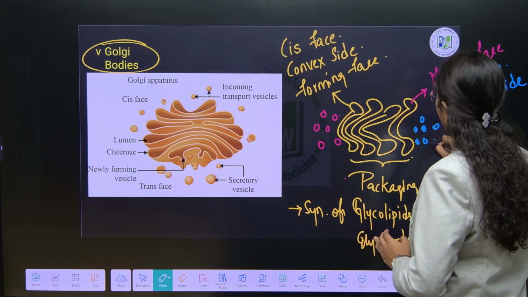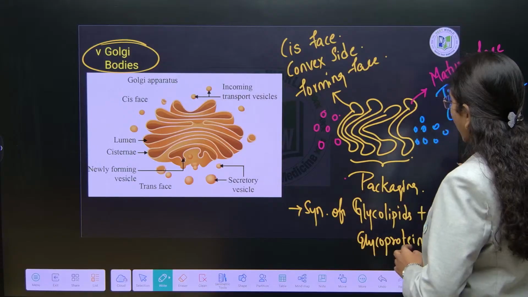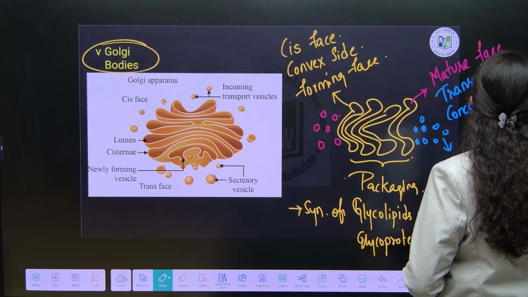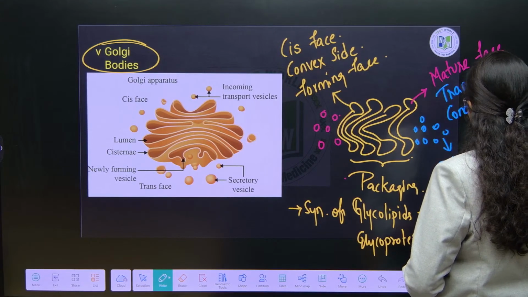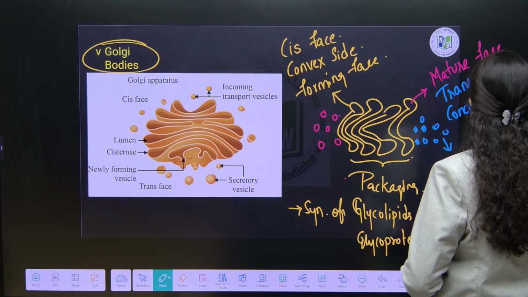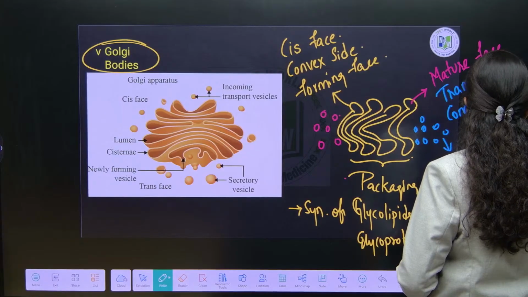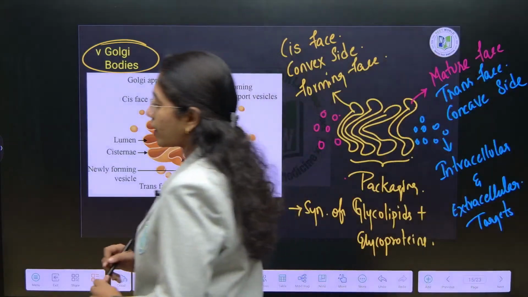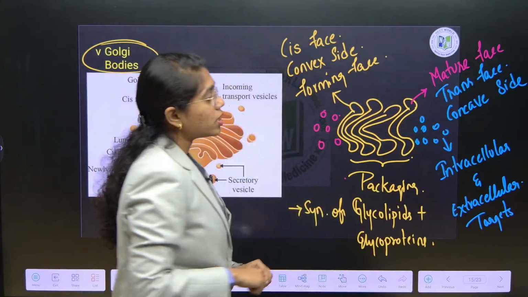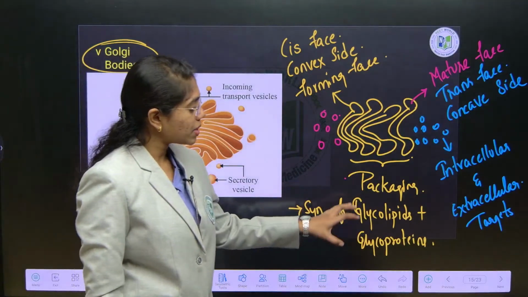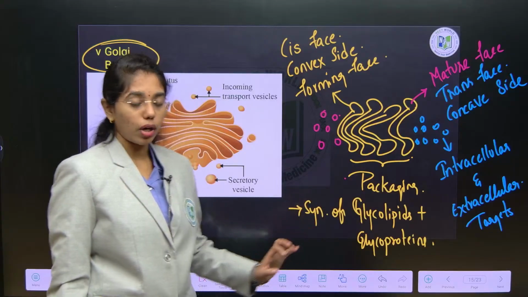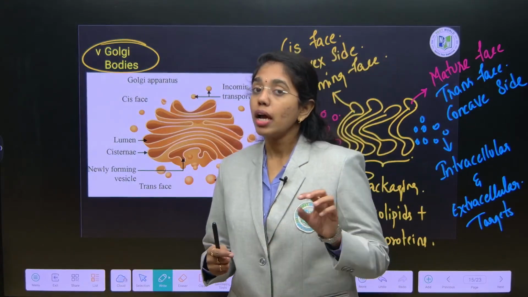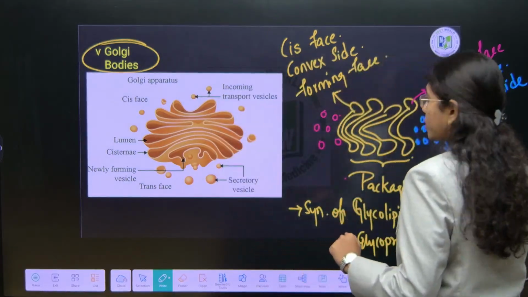This can be intracellular targets or extracellular targets, okay. Fine, right? Intracellular and extracellular targets will be released out from the trans phase of Golgi bodies. And glycolipids, glycoproteins are also synthesized inside the Golgi bodies. Now we will look at in which type of cells Golgi bodies are abundantly present, and in which type of cells Golgi bodies are absent.